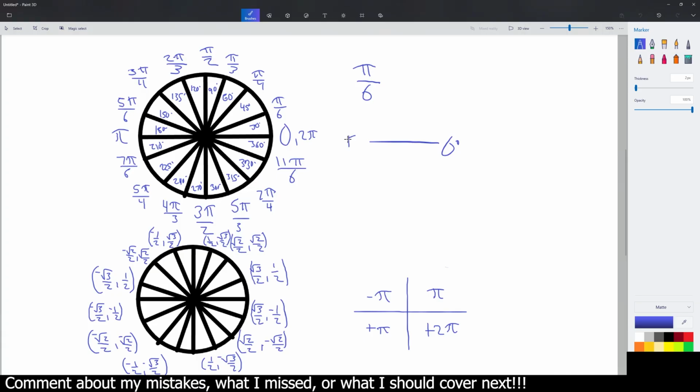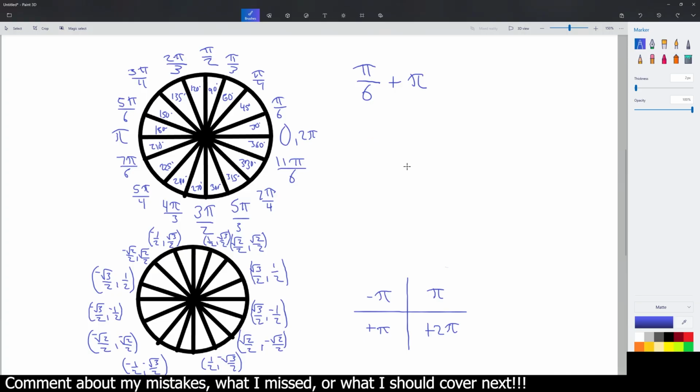So no surprises here. We're just going to add pi, and in this case, pi is going to be 6 pi over 6, because we have to convert it by multiplying by 6 on the top and bottom. So you might want to look back to elementary school and how you added and subtracted and multiplied your fractions if you don't know how to do that.